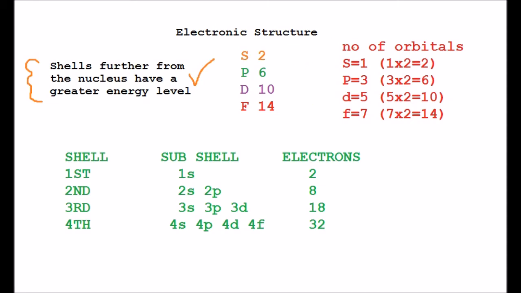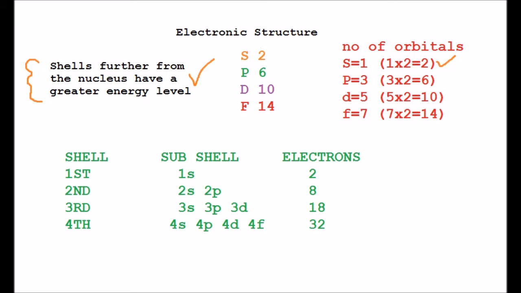So here we go. The number of orbitals in the s subshell is 1, and 1 orbital times 2 electrons means it can hold up to a maximum of 2 electrons. This concept is obviously the same for p, d and f. You need to memorize the order in which they are.